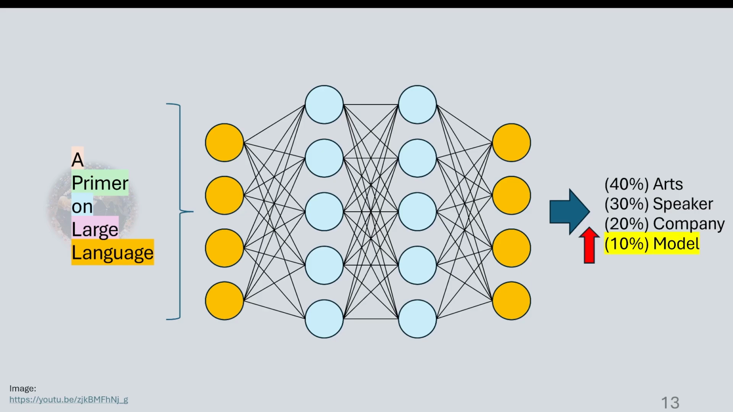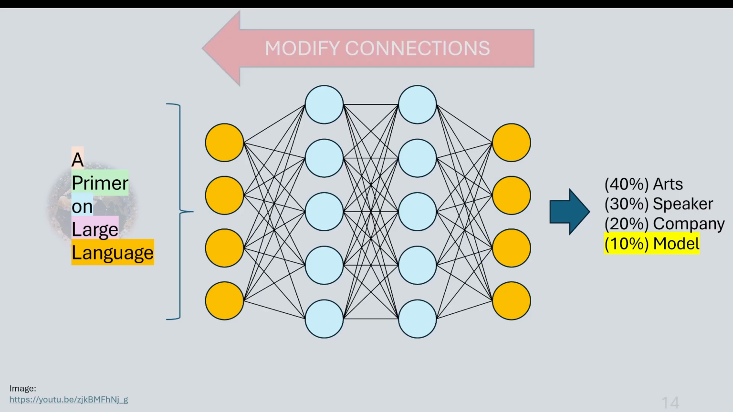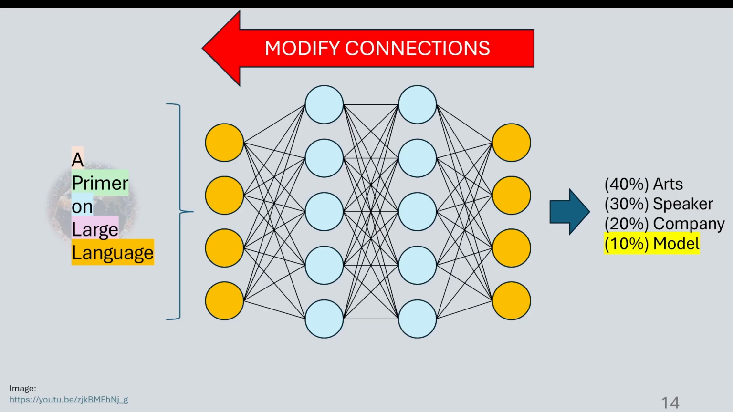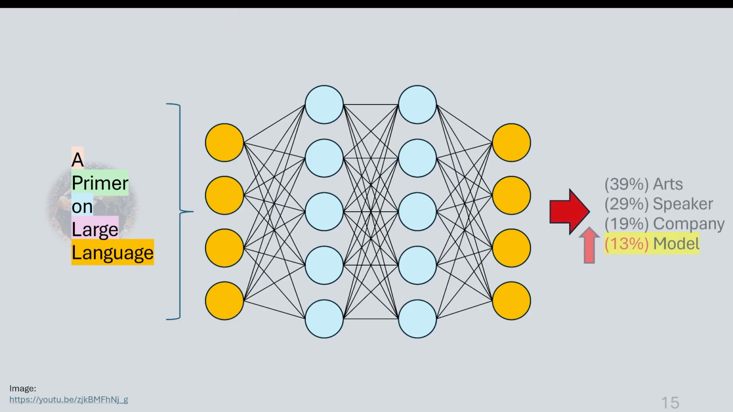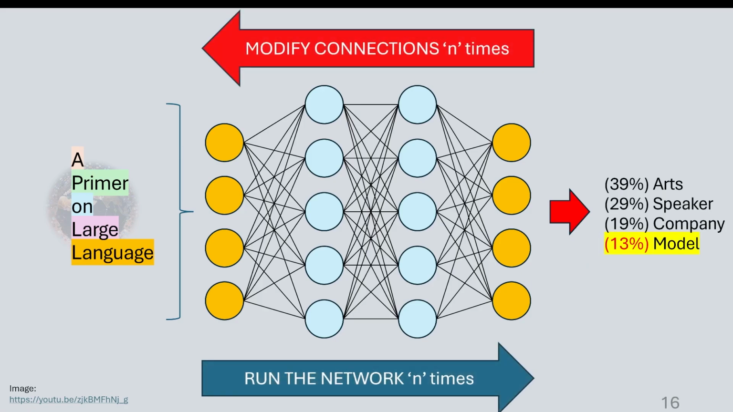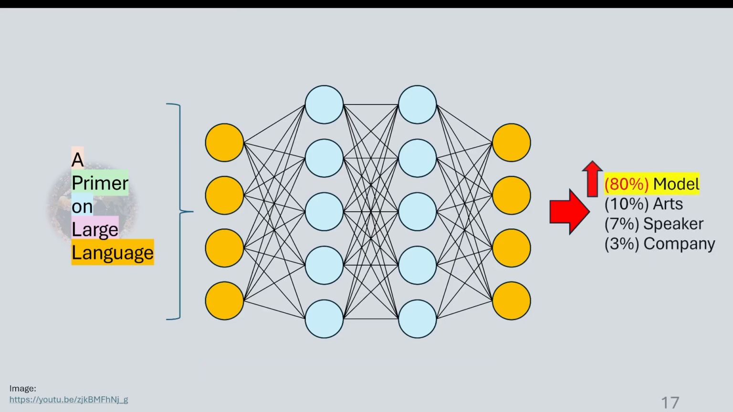So we then go back to modify the connections, or actually companies go back to modify the connections, so that this percentage will now increase, right? After one pass, maybe it increases by a little bit. But we do the modification n times. We run the network n times with all the text that we collected from the internet, so that maybe the next word that follows a primer on large language will be model, with the highest percentage. And this is very important, because it tells us that large language model is basically a machine ability, a software that can predict the next word by the percentage. Okay, and we're simplifying all of that.